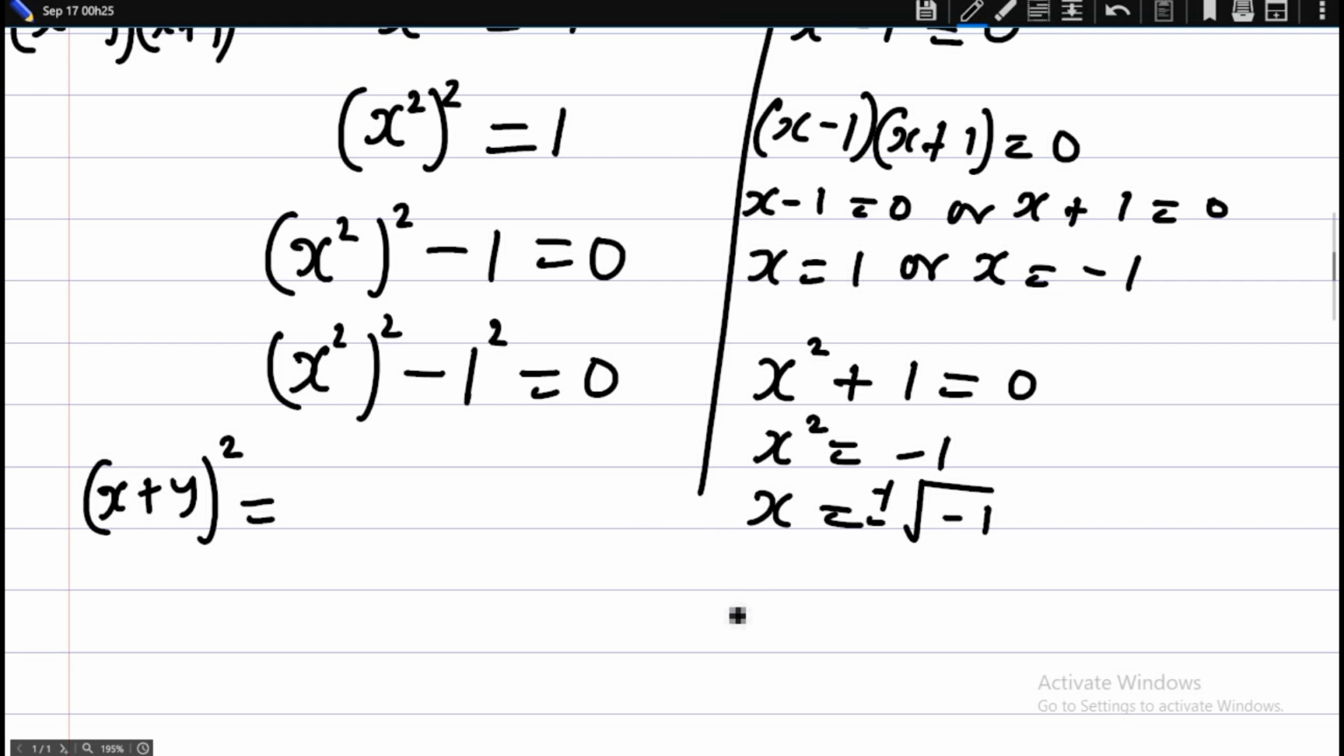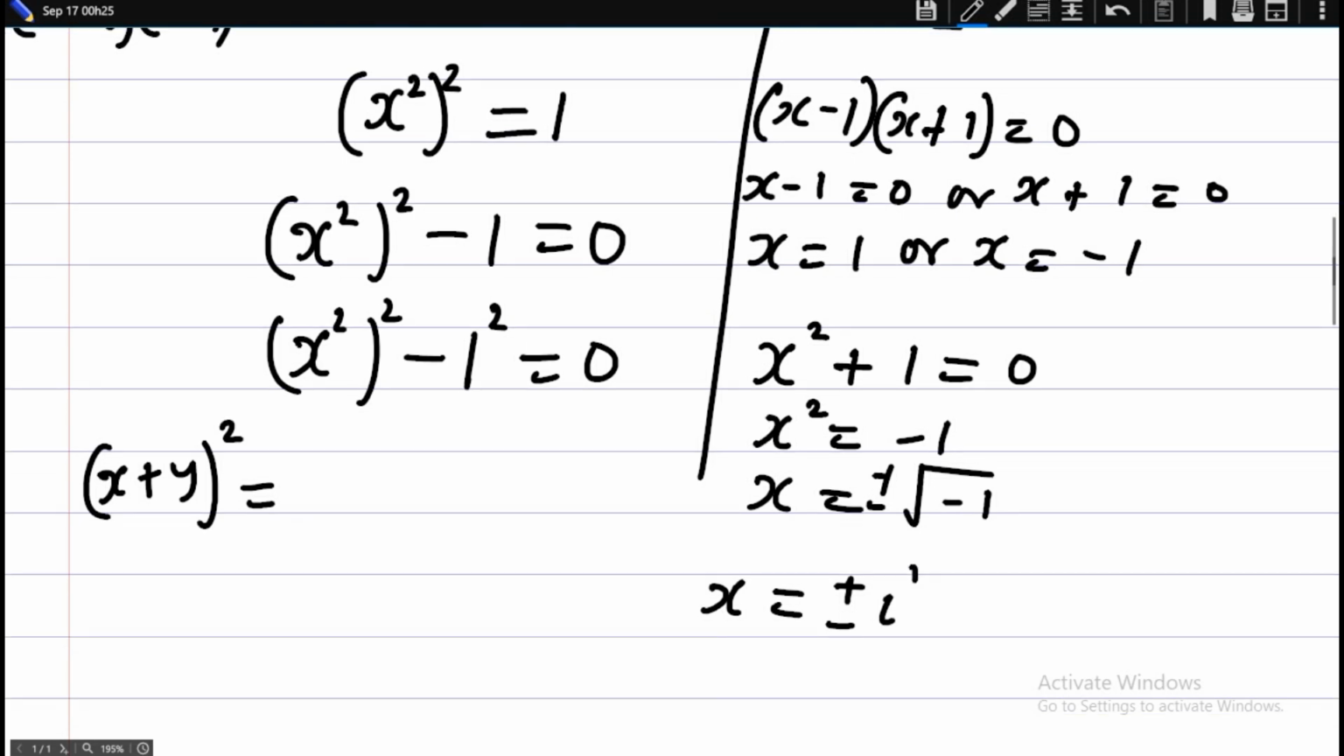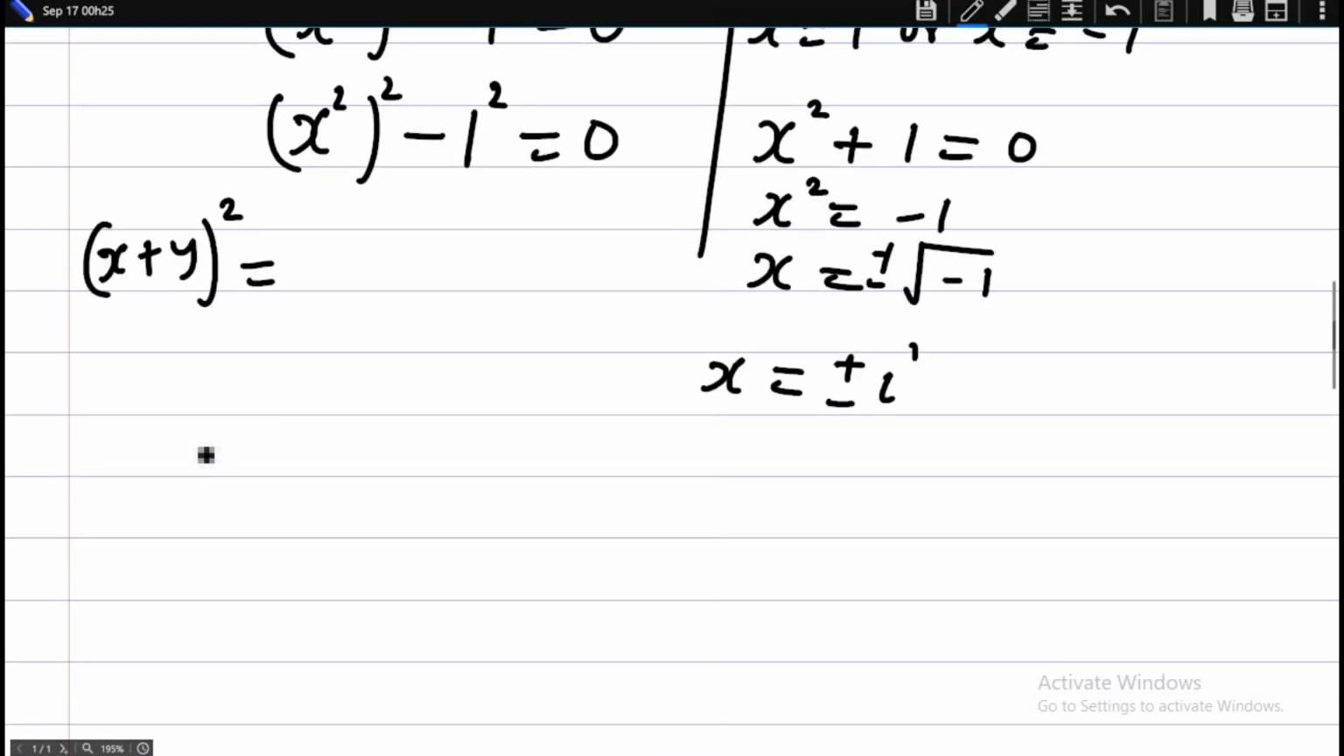So therefore, x is equal to what? Plus or minus i. Okay, so the solutions to this problem are now x is equal to 1, x is equal to minus 1, x is equal to plus i, and then x is equal to minus i. Okay, so now let us check if this is correct.